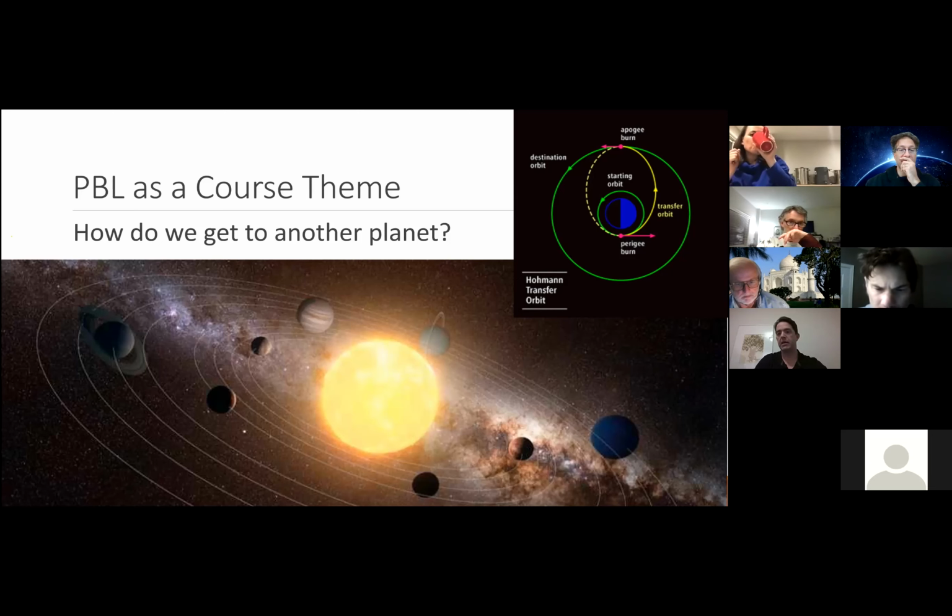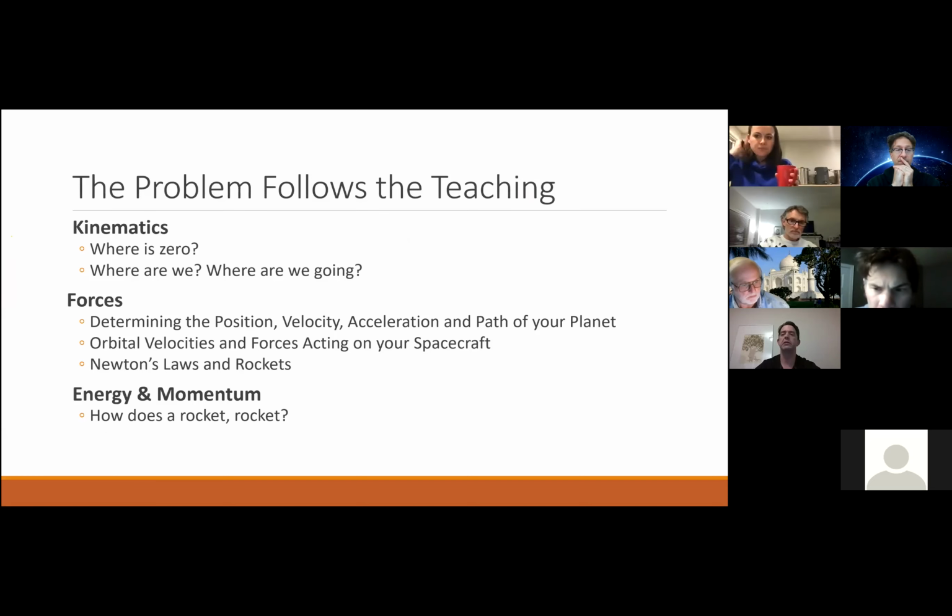And if you don't know how to get to another planet, the biggest thing is in the top right, the Hohmann transfer orbit. If you want to take a path to another planet, that's the path you've got to take. It's most energy efficient. The way this worked is I would go through my regular units, but at the beginning, the very beginning of the course, I would introduce the problem.